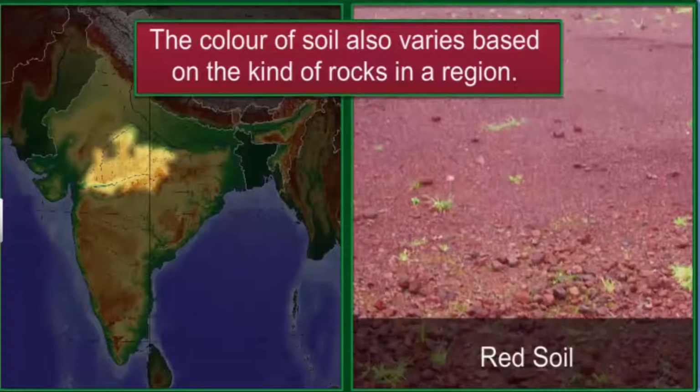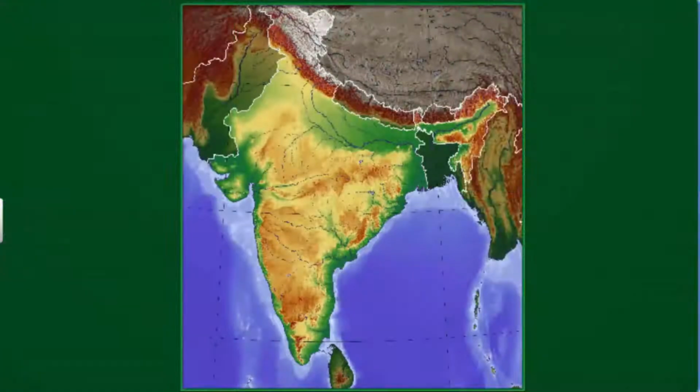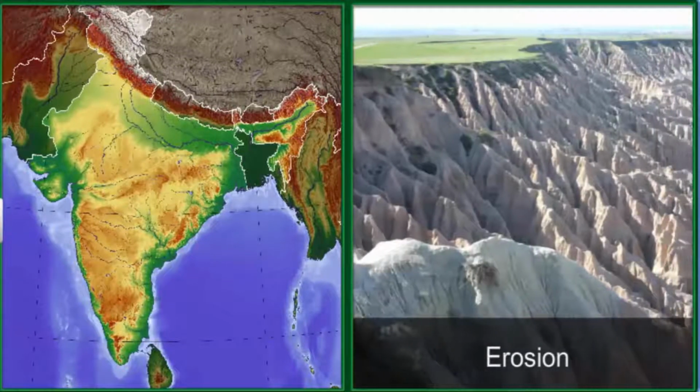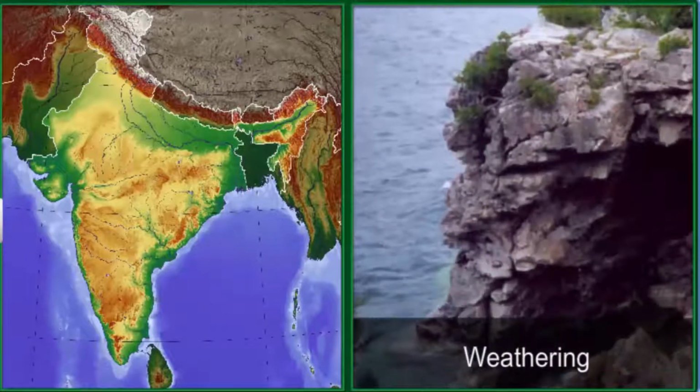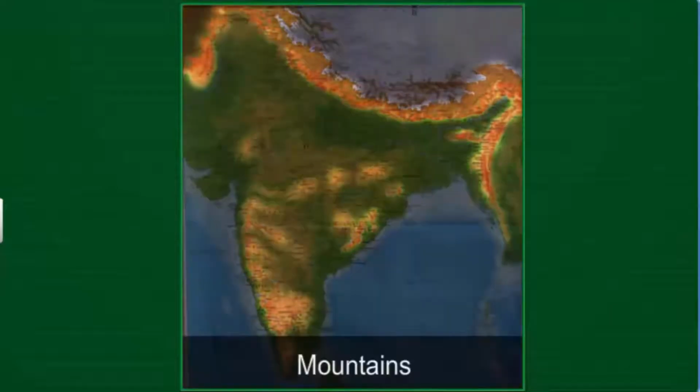The relief and physical features of India have evolved through different geological periods. During the process of formation of India, as it looks today, the Indian land mass was subjected to erosion, weathering, and deposition. The physical features of India that you see today are the result of all these processes.